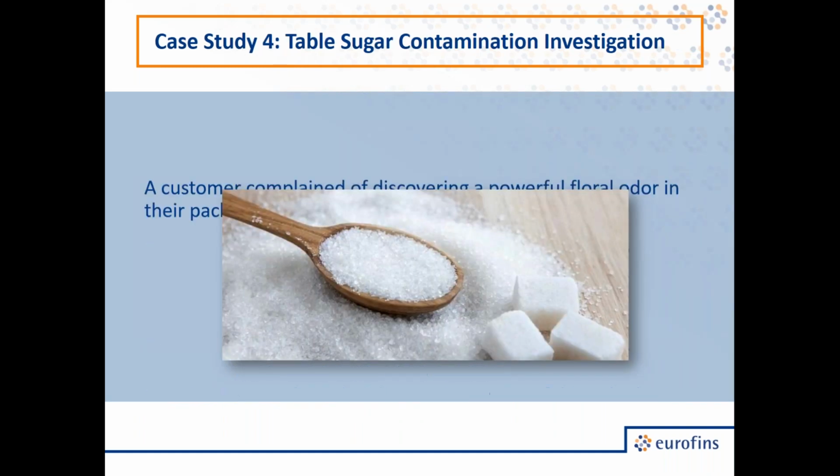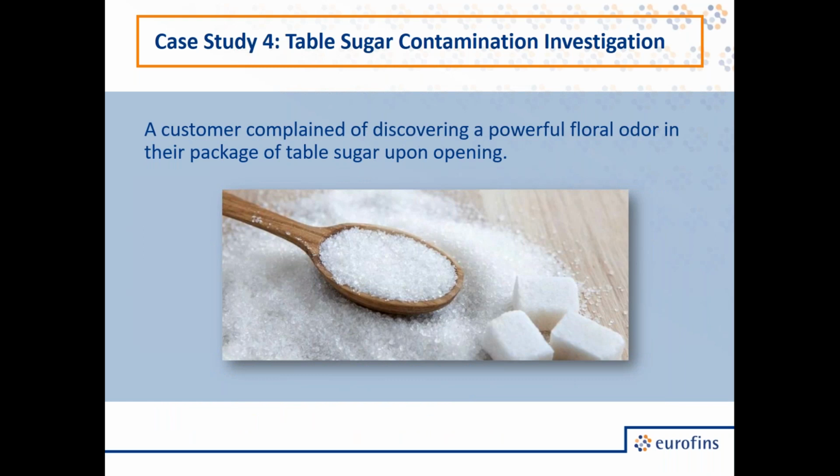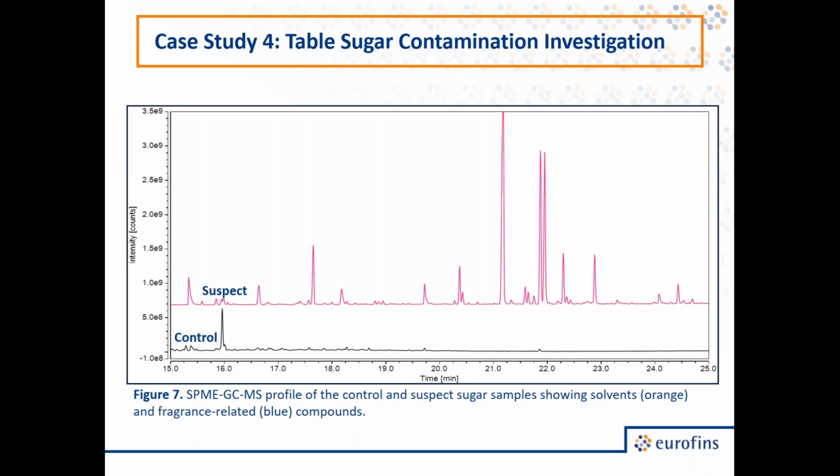Our next study, we had a customer who was complaining about a powerful floral odor in their table sugar when they opened it. So once again, we have our suspect in pink and our control in black. And I want to point out also in this particular situation, our control sample was a retained sample. So the manufacturer was able to actually send us sugar of the exact same lot that the consumer had reported the off odor in, which is important.